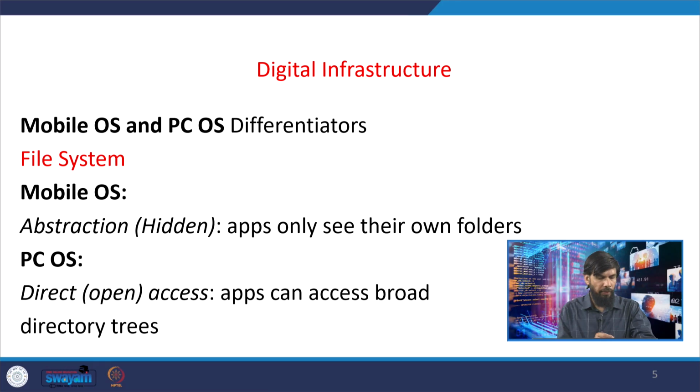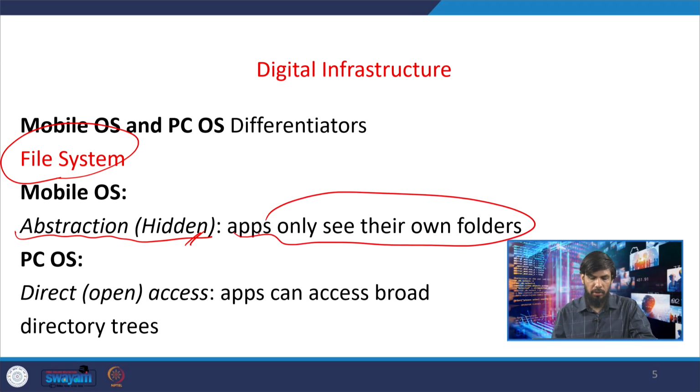Now, we come to file system, right. In case of a file system, we compare these two operating systems, mobile OS and PC OS. We see that in mobile OS abstraction is there, so files are hidden. Apps only see their own folders, right. This is for data privacy, because there are so many popular apps, and some apps do not want to allow access to users' data to some other apps. Therefore, the operating system supports that kind of requirement. So, app level abstraction is there when it comes to the file system in case of mobile operating system.